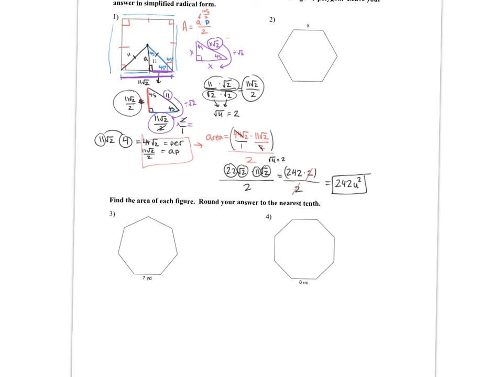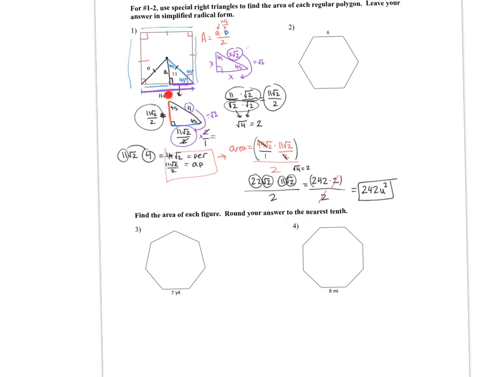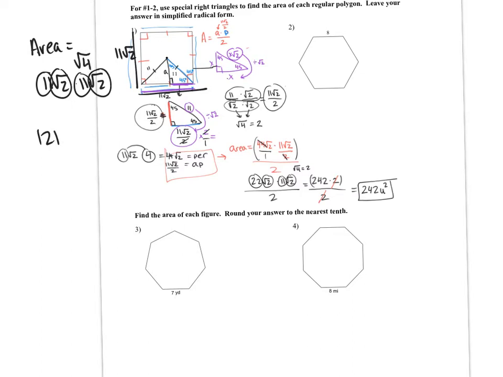Another way you could have solved this is by finding this purple length is 11 root 2. And don't you know the formula for a square? The area of a square is just this times this. So another way we could have solved is that the area would equal 11 root 2 base times height, which is also 11 root 2. Well, 11 times 11 is 121. Root 2 times root 2, that's root 4, which is 2. So 121 times 2 equals 242. That's a little bit easier way to solve.